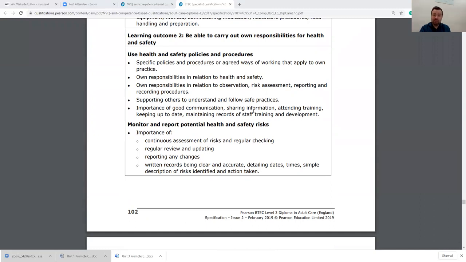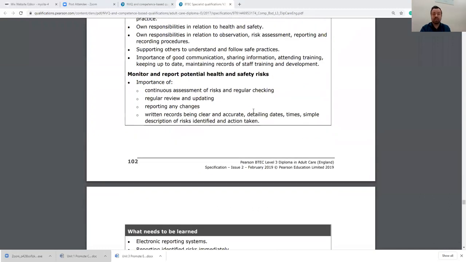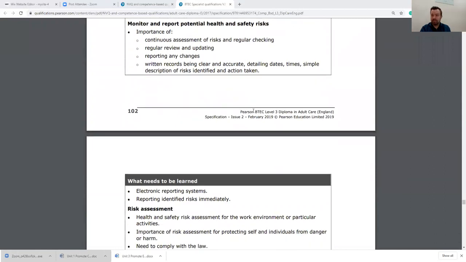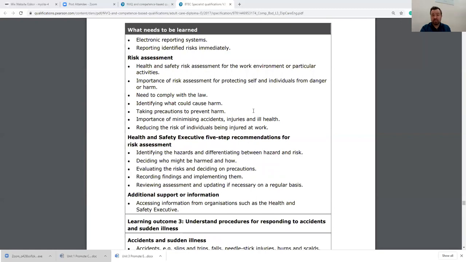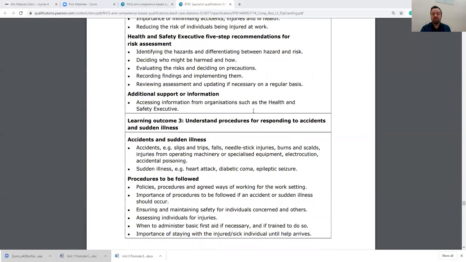Learning outcome 2 was about carrying out our own responsibilities for health and safety. So here again was about accessing our policies and procedures and monitoring potential risks of harm. We identified things on risk assessment, so what risks are, how they're written, and we looked at the 5 steps of risk assessment, identifying who could be at harm, evaluating, reporting, and reviewing.